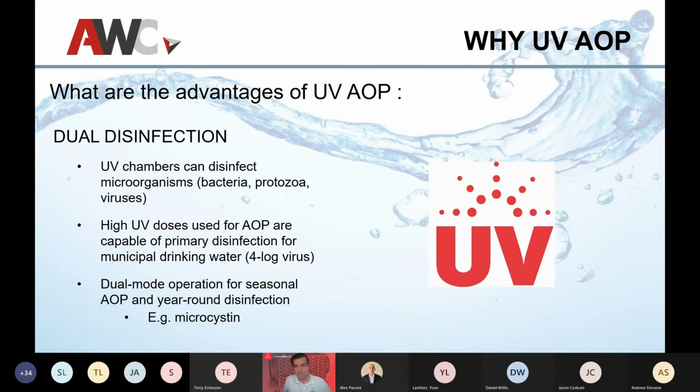oxidation. A good example of when this would be used would be, let's say, you have seasonal issues with contamination, such as algal blooms, and you only need UV AOP for maybe 1 or 2 months of the year. But if you're a drinking water plant and you require either virus credit or cryptosporidium credits, you can use UV for the rest of the year to achieve those credits as well. So you're getting more out of your complete system.